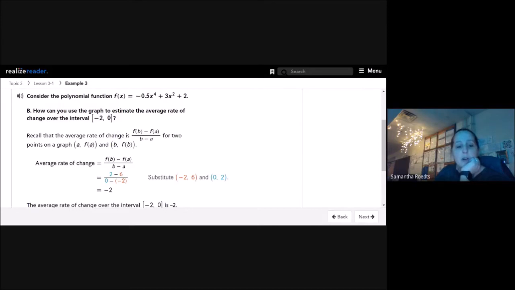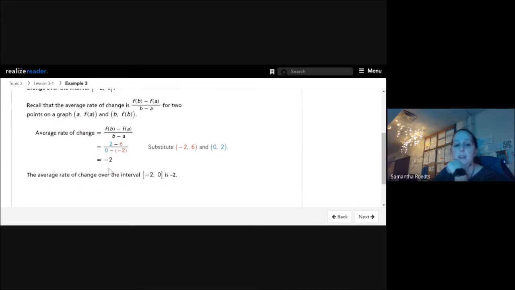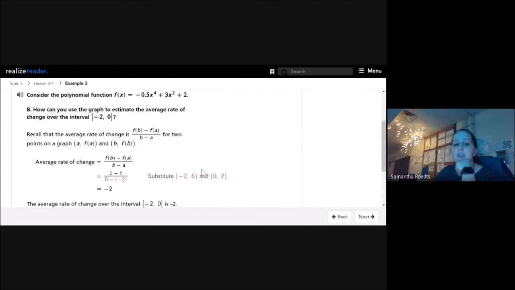I got these points from the interval negative 2, 0. I substituted in negative 2 for the x value up here, which gave me a y value of 6, and I substituted in 0 up here as well, which gave me a y value of 2. That's where those came from. So the average rate of change over the interval negative 2, 0 is negative 2.